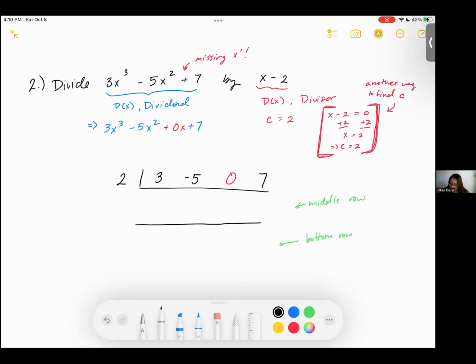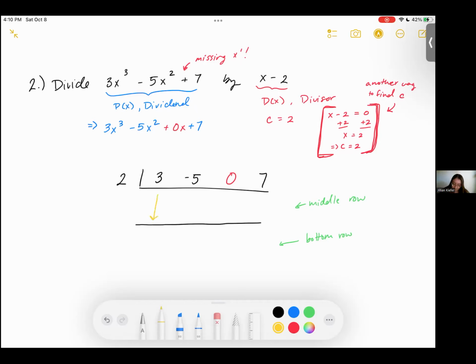All right. So we have a middle row, a bottom row. We have all of these terms, so we can go ahead and start. So step 2 is that once you have your setup, you will take the very first term and just copy it to the bottom row.